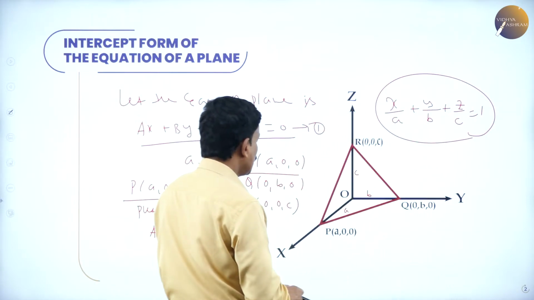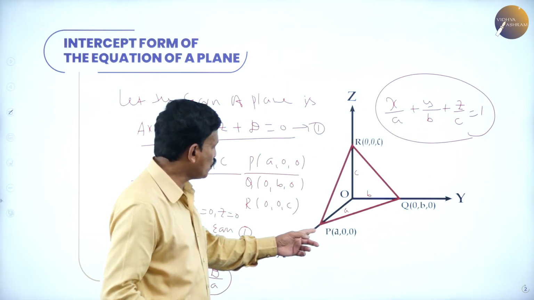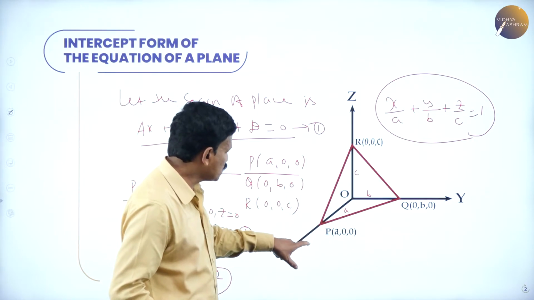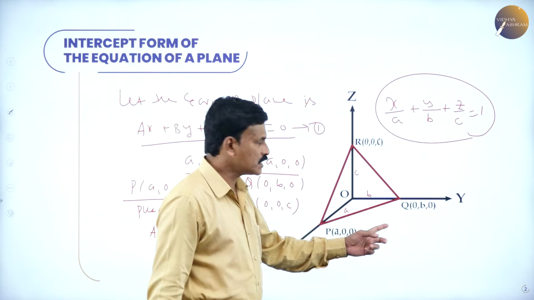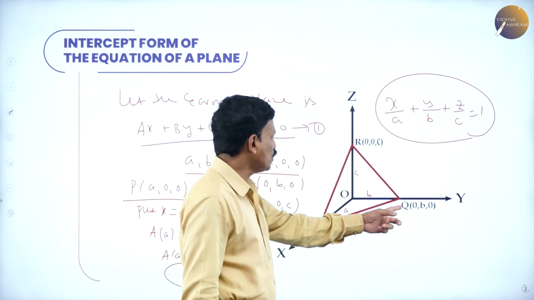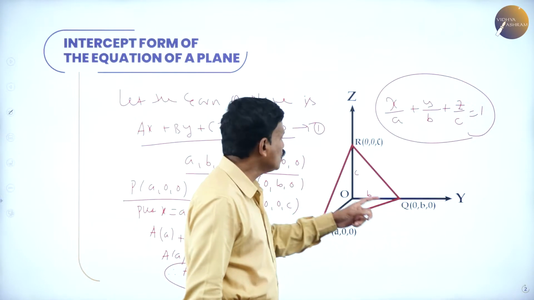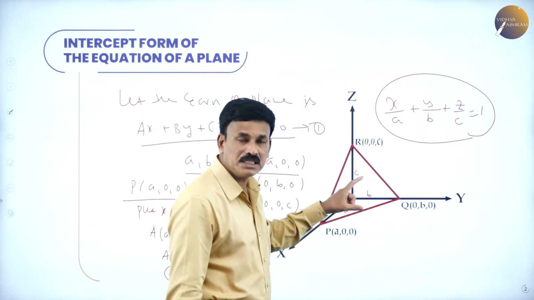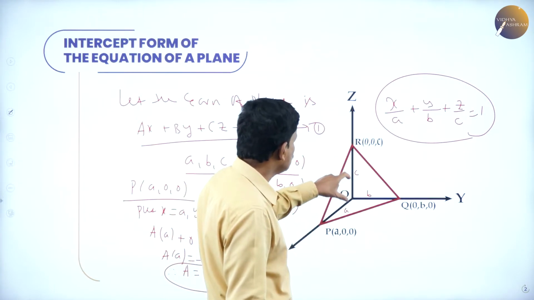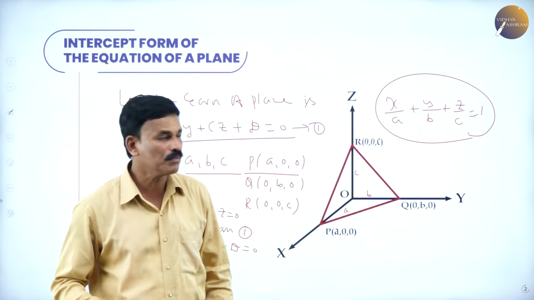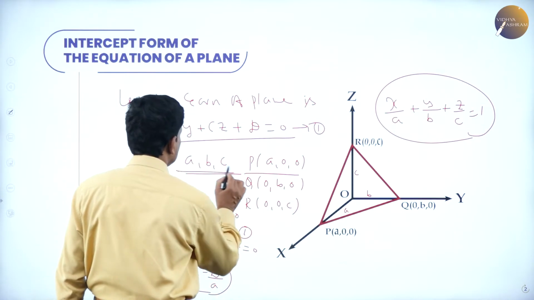Let the plane cut the x-axis at the point A. Therefore, the coordinates of A are a, 0, 0. X-intercept is a, and it will cut the y-axis at this point B. Therefore, y-intercept is b, and the coordinates of B are 0, b, 0. It will cut the z-axis at the point C. The z-intercept is c. So x-intercept, y-intercept and z-intercept are a, b, c respectively. A, b, c are the intercepts.